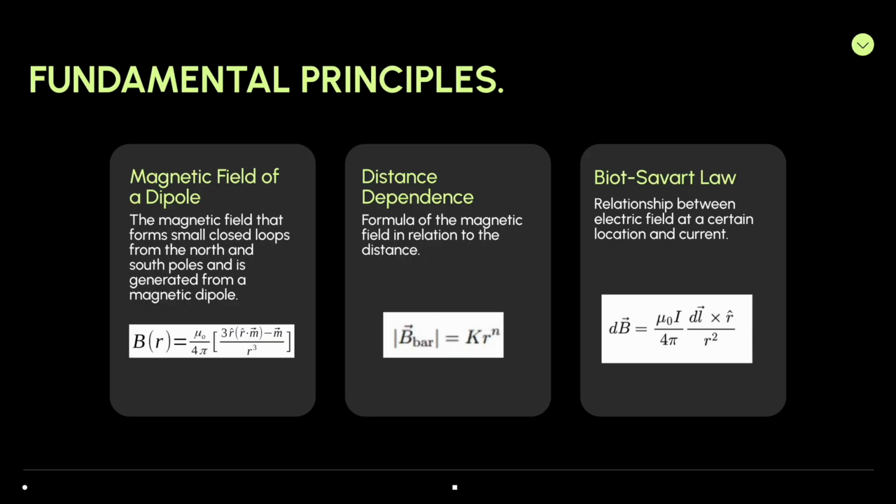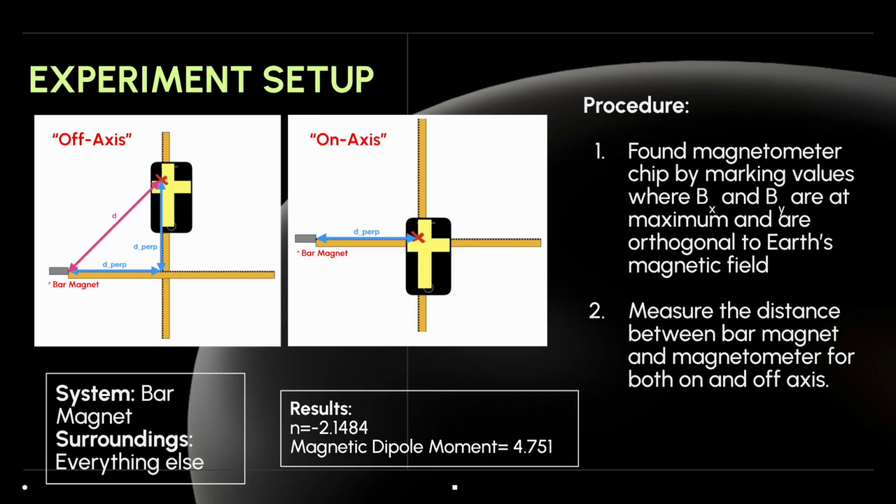So the fundamental principles that we have here is the magnetic field of a dipole, which is the magnetic field that forms small closed loops from the north and south poles, and it's generated from a magnetic dipole. And the distance dependence formula, which is a formula of the magnetic field in relation to the distance, and the Biot-Savart law, which is the relationship between electric field at a certain location and current.